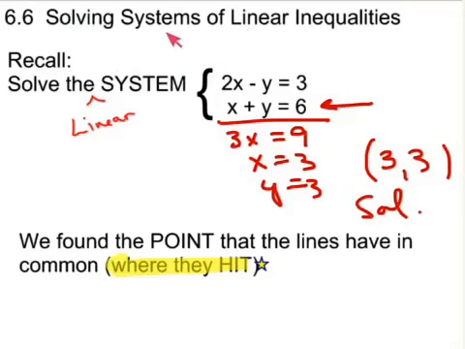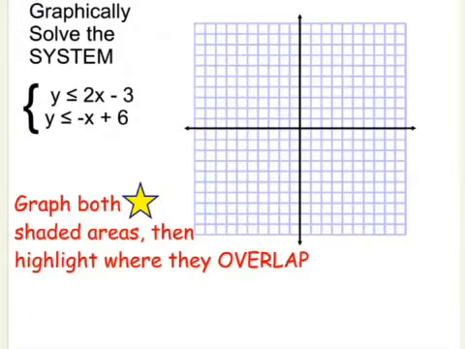Now we're going to actually solve a system of linear inequalities. So we're going to bring that alligator symbol into things. And I can very easily sum it up. Basically, you're going to graph both shaded areas, and then you're going to highlight where they overlap. Where do they hit? Just like in the last screen we found where the lines hit, we're going to find where the two shaded regions hit. And since you're using your iPad, you can color code things.